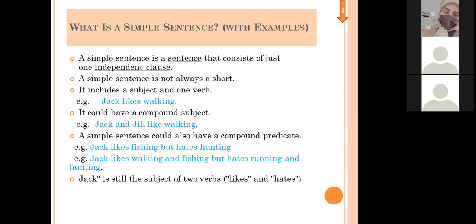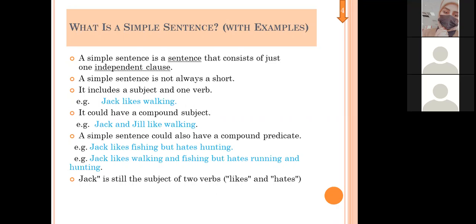Features of the simple sentence: a simple sentence is not always short. It includes a subject and one verb. For example, Jack likes walking. The simple sentence may have a compound subject.